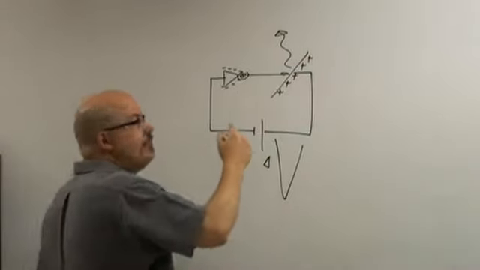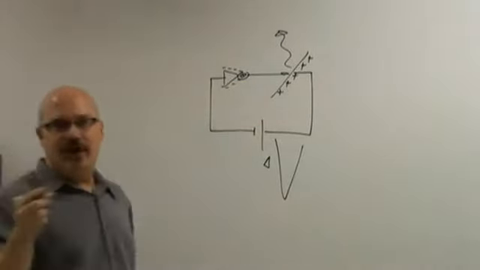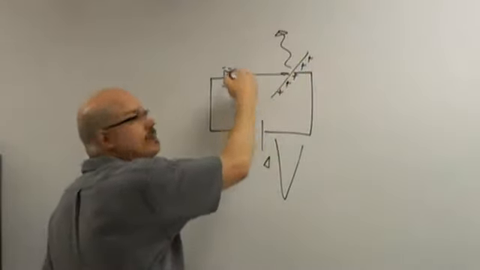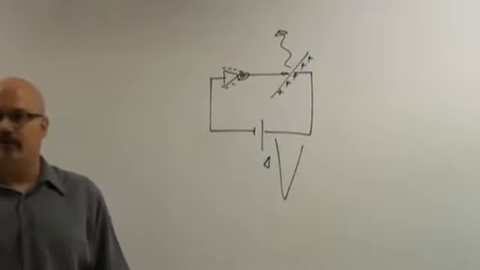Now, guess what? It's like the exact reverse of the photoelectric effect. So instead of a photon hitting here and an electron flying across, you've got an electron hitting a piece of metal and knocking a photon off.